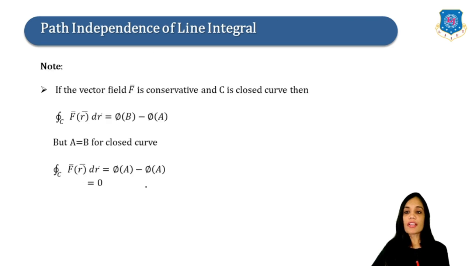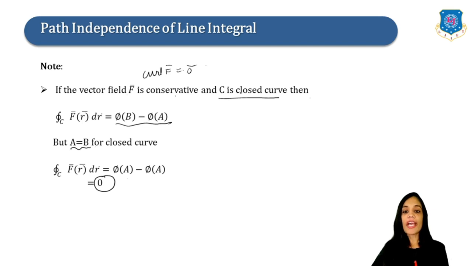Now, next, let us study one important note. If the vector field f bar is conservative, that is, whenever curl of f bar is equal to 0 bar, and C is a closed curve, then we can write A is equal to B in this formula, right? So our answer will be what? 0. So whenever f bar is conservative and C is a closed curve, that is whenever A is equal to B, then our answer for the line integral will be what? 0.